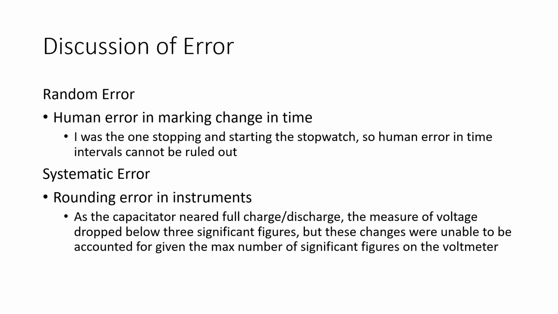To discuss a bit of error, there could be some random error in the experiment. There was human error in marking the change in time. I was the one stopping and starting the stopwatch in each experiment, so human error in time intervals cannot be ruled out, which would cause a slight shift in data points. Systematically, there might be a rounding error in the instruments. In the PhET simulation, the measure of the voltage dropped below 3 significant figures, but the charges were unable to be accounted for, given the max number of significant figures on the voltmeter.